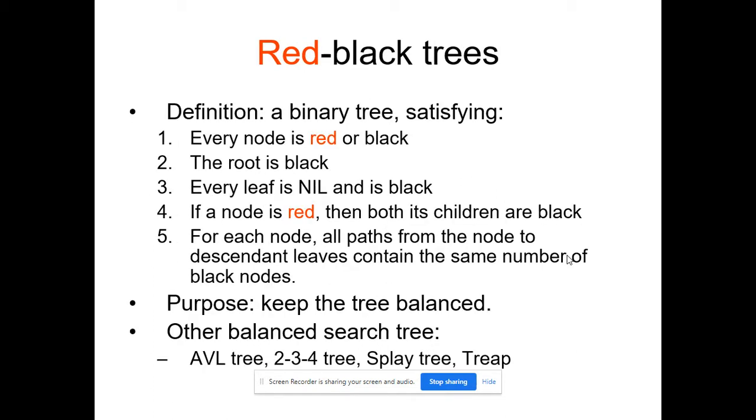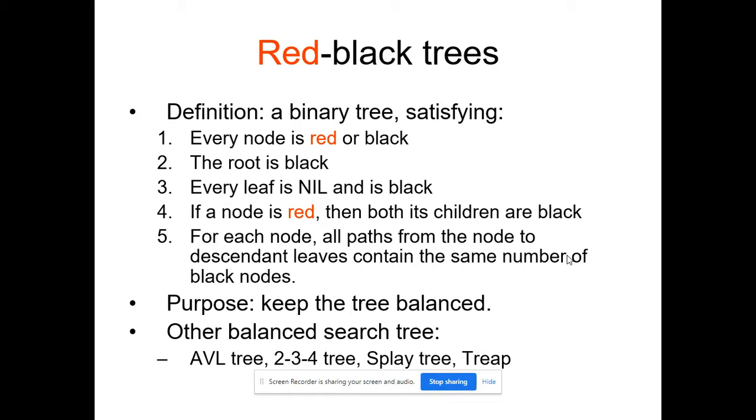Now, before going to the operations, we'll look at some of the properties mentioned as part of the definition. Every node is red or black. There are two colors mentioned here. Every node could be colored either red or black. The second property is that the root is black. Root should be black here.